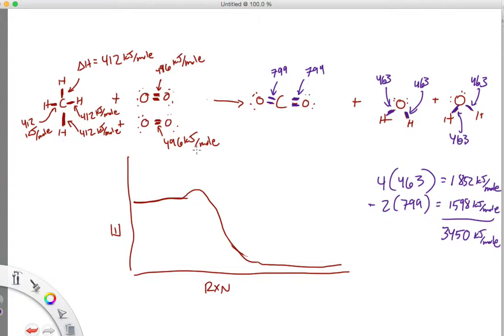Right, so now how much energy does it require to break all of these bonds on this side, the red? So let's use the red. If I use the same kind of notation, I say 4 times 412, because there's 4 of these CH bonds, plus there's 2 of these OO bonds, 2 times 496. Put all these together. Well, first I'll do 4 times 412. That's 1648.